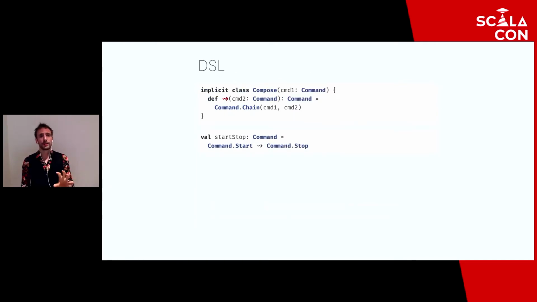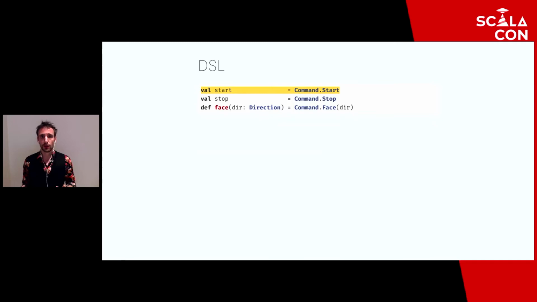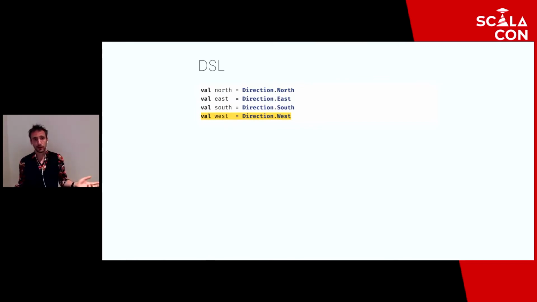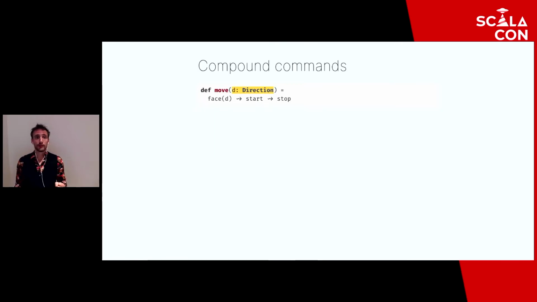Now, the mechanics of the DSLs are not at all relevant to this talk, but the way this works, roughly, is if we have a first command, cmd1, we can squiggly arrow it into a second command, and that's going to return the composition of both commands. Now, standard practice when you write a DSL is also to provide aliases for the terms in your vocabulary. So we're going to do that. Start, stop, and face, as well as for directions, north, east, south, and west. And now we can write a much more terse, a much simpler command, move, which, given a direction, is going to face in that direction, then start, then stop.